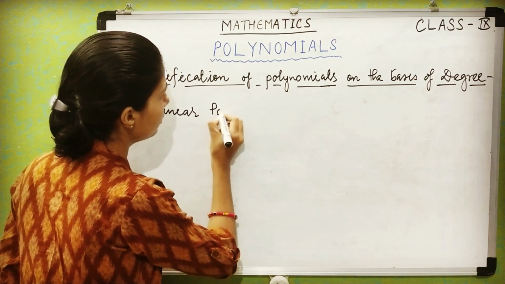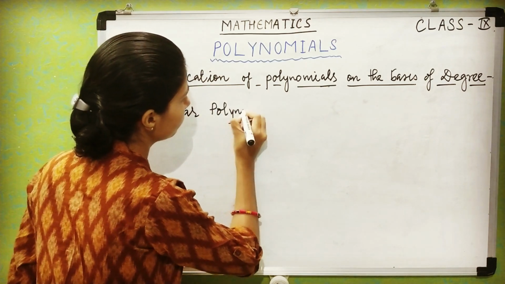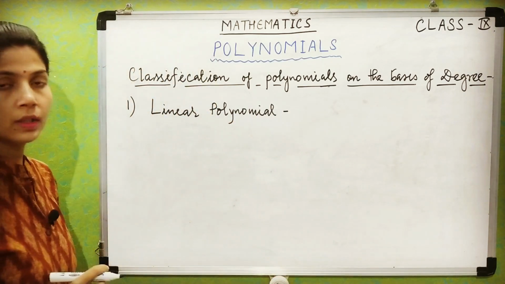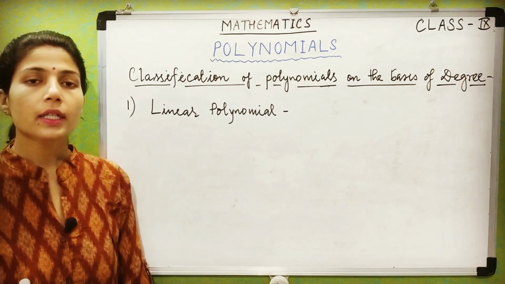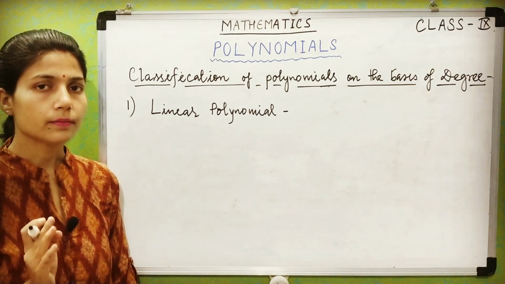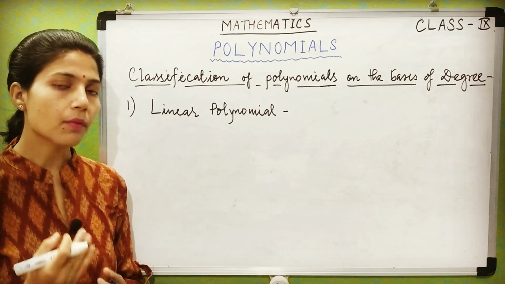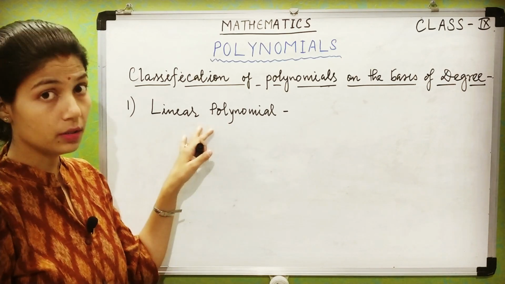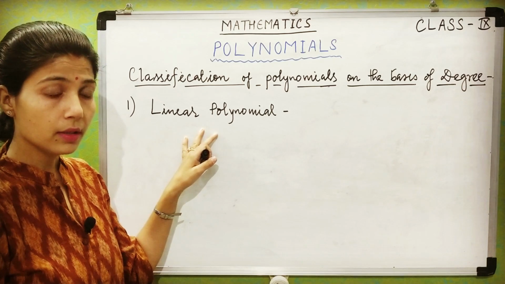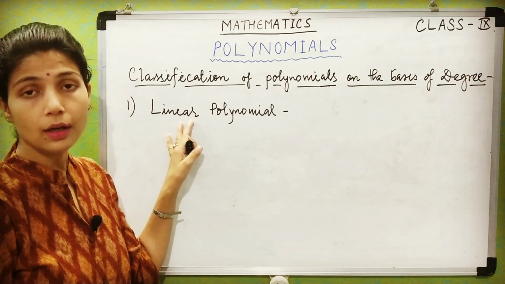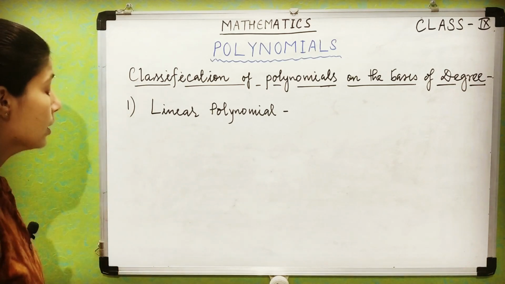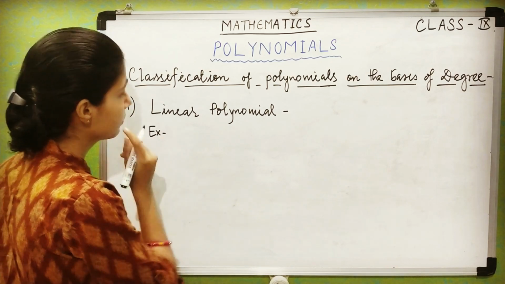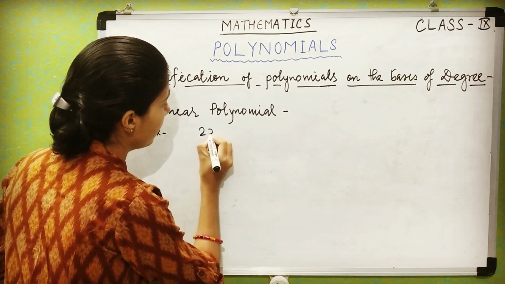Linear polynomial. If the degree of a polynomial is 1, meaning the highest power of the variable in the algebraic expression or polynomial is 1, then it will be a linear polynomial. Let's take an example: 2x minus 3.